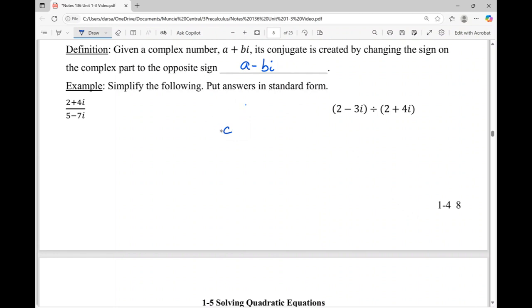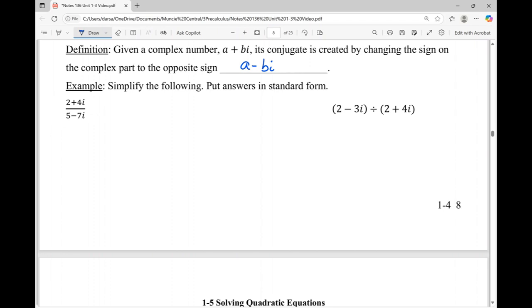So what we need to do is look at this division sign. Remember, fractions are division. This is 2 plus 4i divided by 5 minus 7i. We need to look at this and decide how we can make the bottom just go away. Well, you can't just cross it out. But what did we learn? We learned that if you multiply a complex number by its conjugate, your answer will be a real number. And then we can use some stuff that we learned earlier to turn it into a plus bi form.